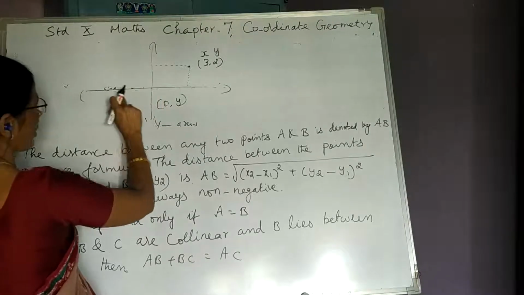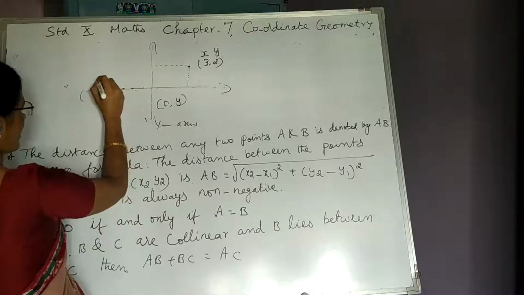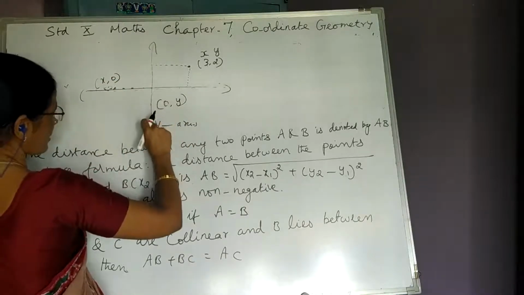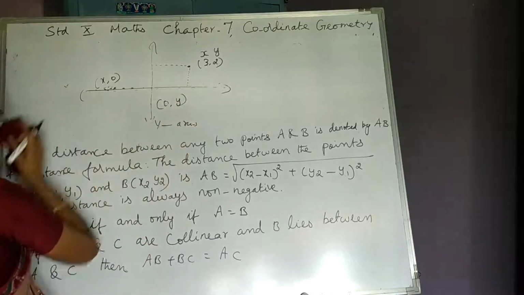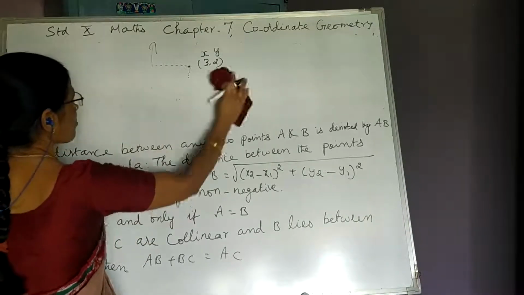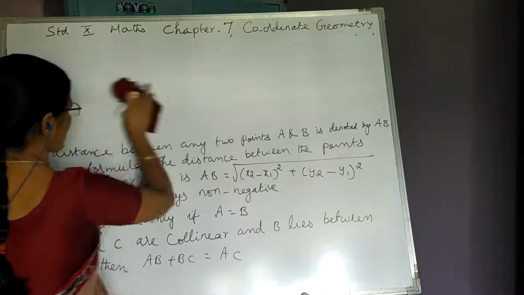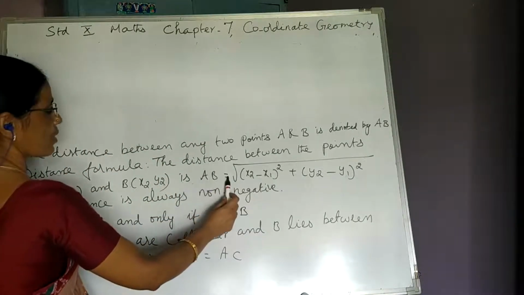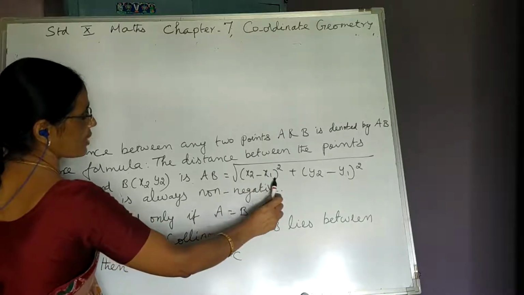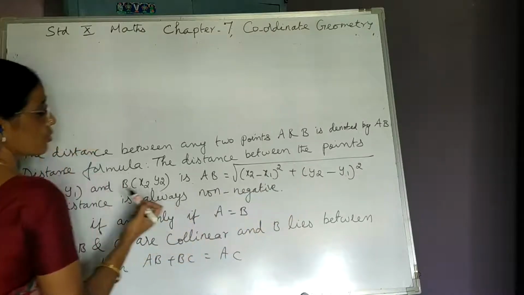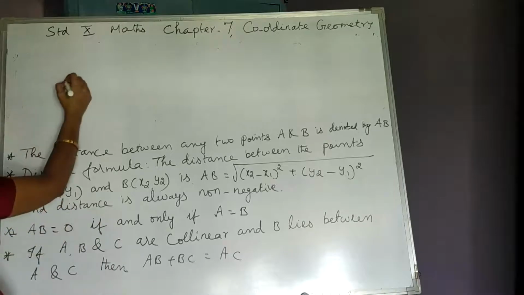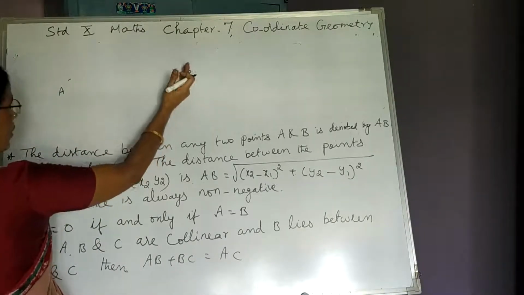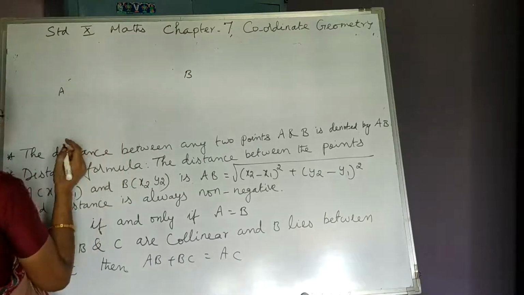And any point on the x-axis is of the form x, 0, and any point on the y-axis is of the form 0, y. And then we studied how to measure the distance between 2 points. The formula we understood is AB equals the square root of x2 minus x1 the whole square plus y2 minus y1 the whole square. If we measure any distance either from A to B or from B to A, it is going to be the same.